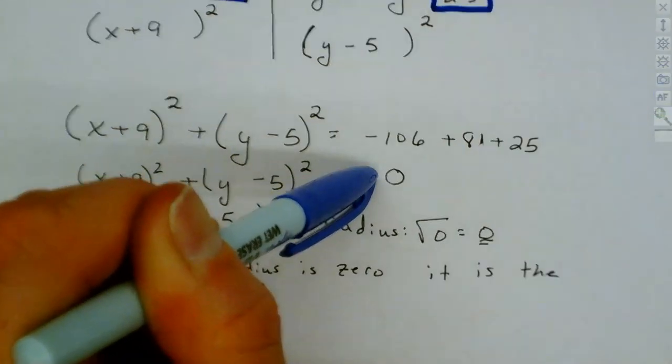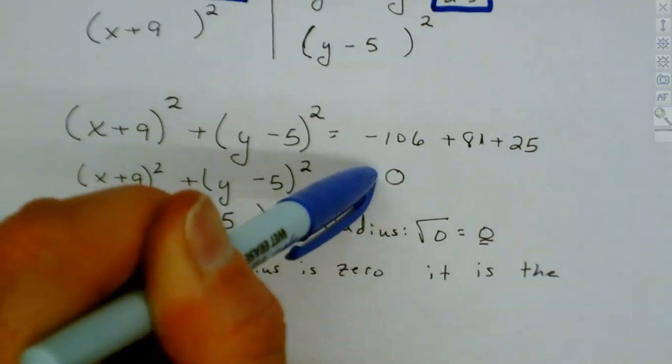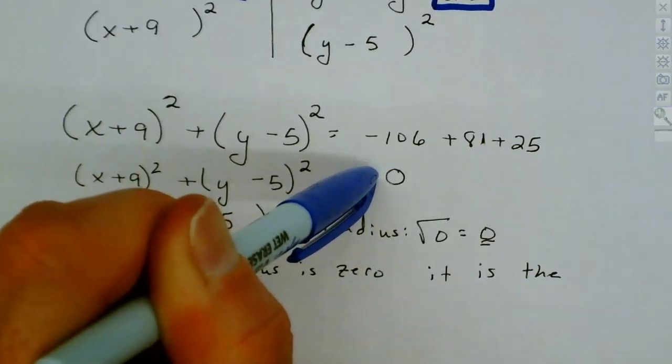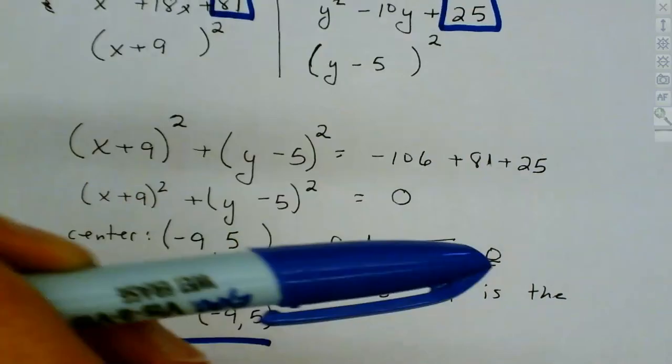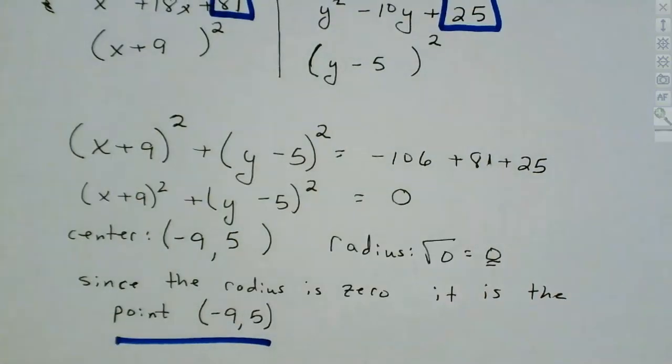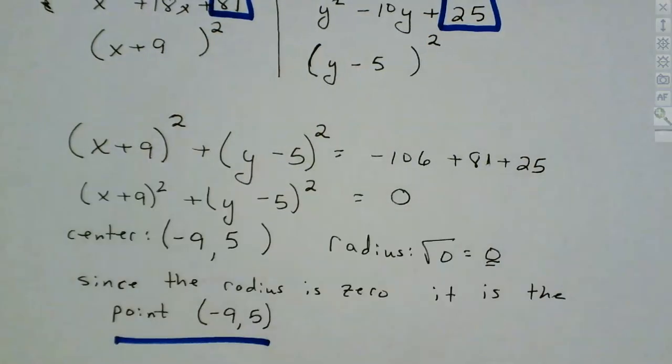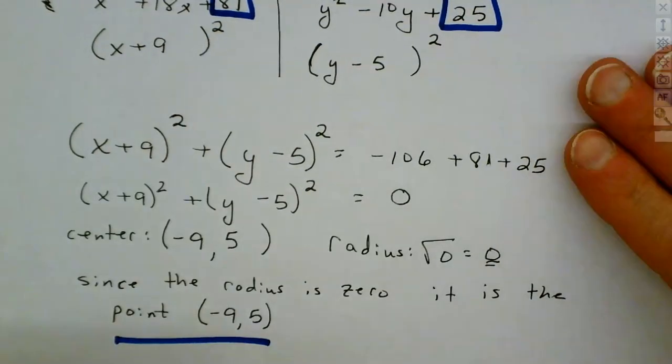And if it would be a positive number like 9, then you would take the square root of 9, which would then simply be 3. And so your radius would be 3. So in this case, radius is 0, so it is simply a point.